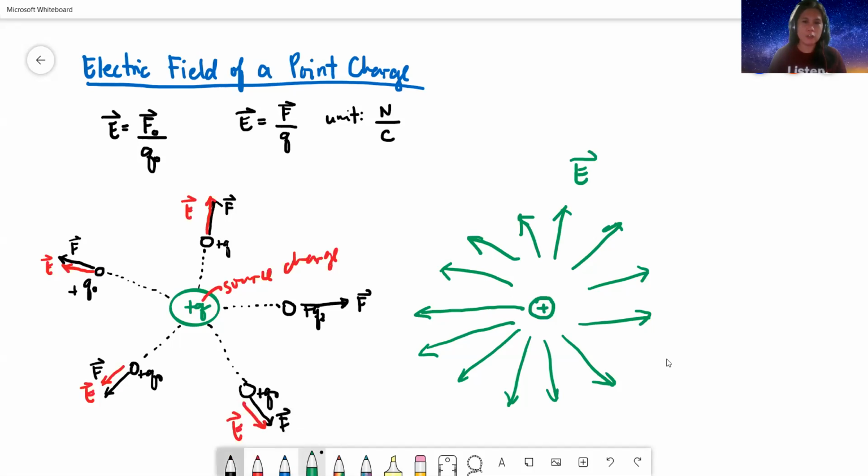If I draw concentric lines here with the source charge at the center, I can extrapolate first, because it's a bit far.